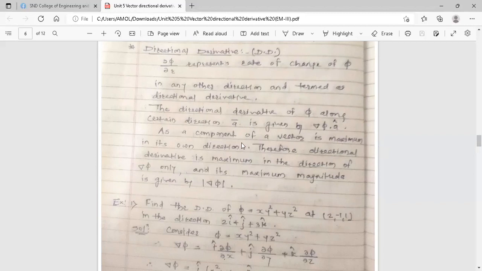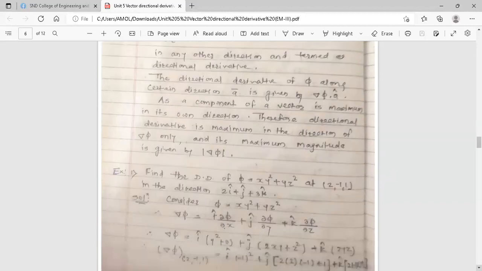See, the component of any vector is maximum in its own direction. Therefore, the directional derivative is maximum in the direction of grad phi, del phi only. And its maximum magnitude is given by mod of del phi. This is a very important property of the directional derivative. The directional derivative of function phi is maximum in the direction of grad phi only, because the component of a vector is maximum in its own direction, and the maximum magnitude is given by mod of grad phi.